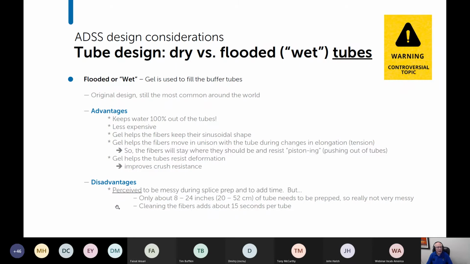But I think this has to be viewed in context. When you're working with tubes, you're prepping much less of the tube. So I really dispute that it's really that messy. And plus, cleaning the fibers adds like 15 seconds. You can go on our website. We have videos of the splice prep process. You can time it yourself, how long it takes the technician to remove the gel. And I want to keep that concept in mind because we're going to come back to time savings later in this presentation.